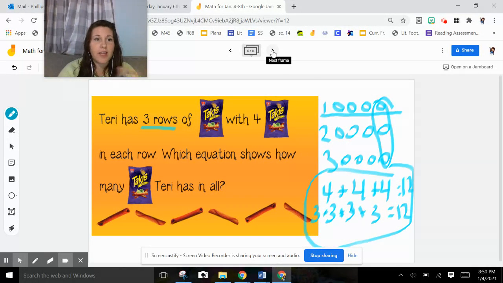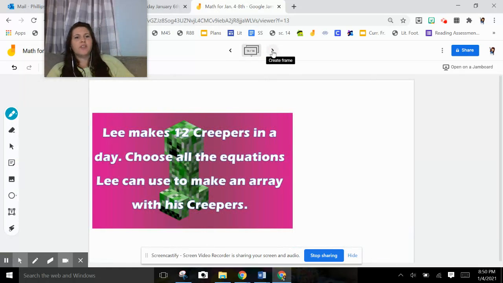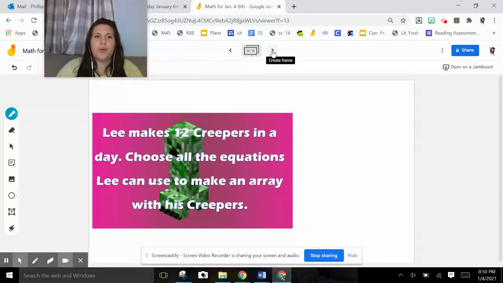All right, so last one. It says Lee makes 12 creepers in a day. And creepers are the things off of Minecraft. I don't know anything about Minecraft either. I just know that my nephew is obsessed with them. So I thought that he's in 2nd grade, so I thought a lot of 2nd graders would like seeing them. So Lee makes 12 creepers in a day.